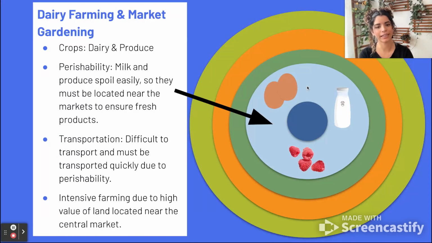So this first ring outside, von Thunen said, in this area we have dairy farming and market gardening agriculture happening here. So basically dairy and produce.